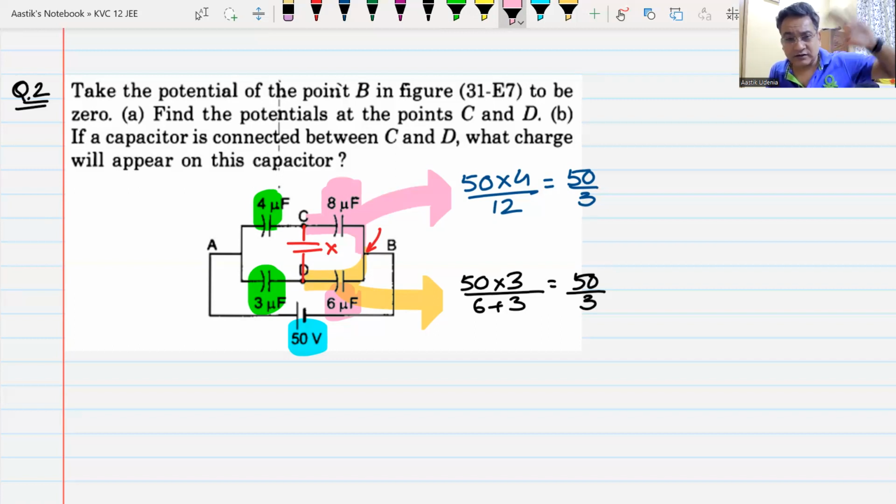Ho gaya, bahut ho gaya. Leave it. Leave us. Yes, sir. Understood. Everyone understands this? Yes, sir.